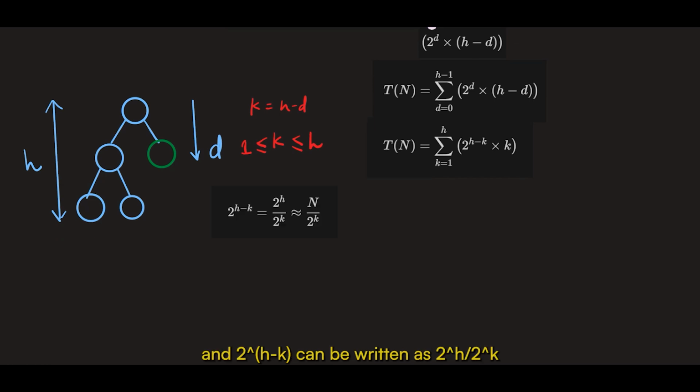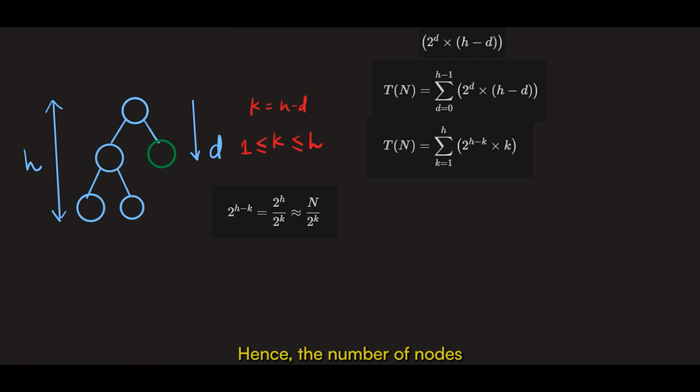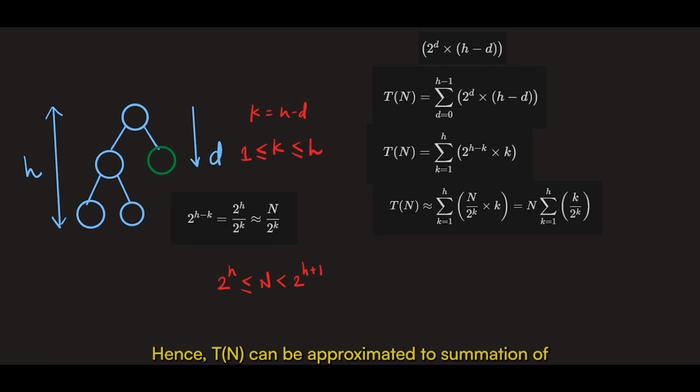And 2 raised to h minus k can be written as 2 raised to h upon 2 raised to k, and 2 raised to h can be approximated to n, where n is the number of nodes in the heap. Approximated because the last level is never fully filled. Hence, the number of nodes could be between 2 raised to h and 2 raised to h plus 1. Hence, T of n can be approximated to the summation of n by 2 raised to k into k, where k goes from 1 to h.